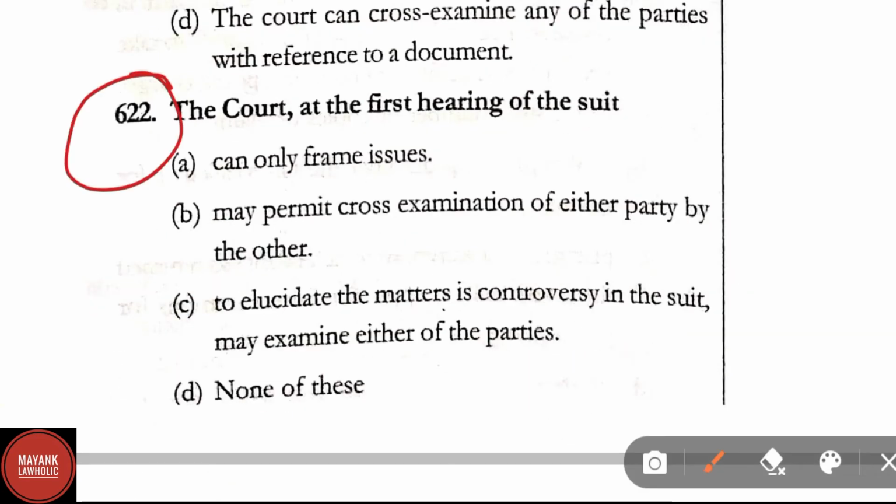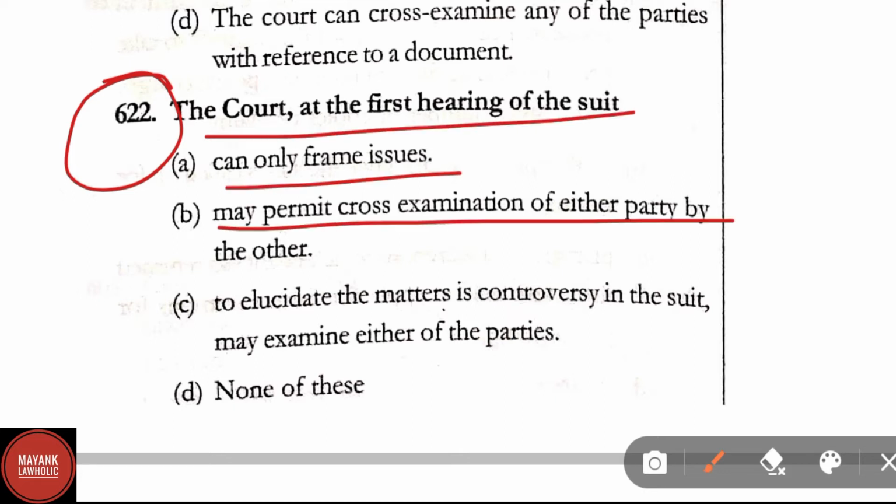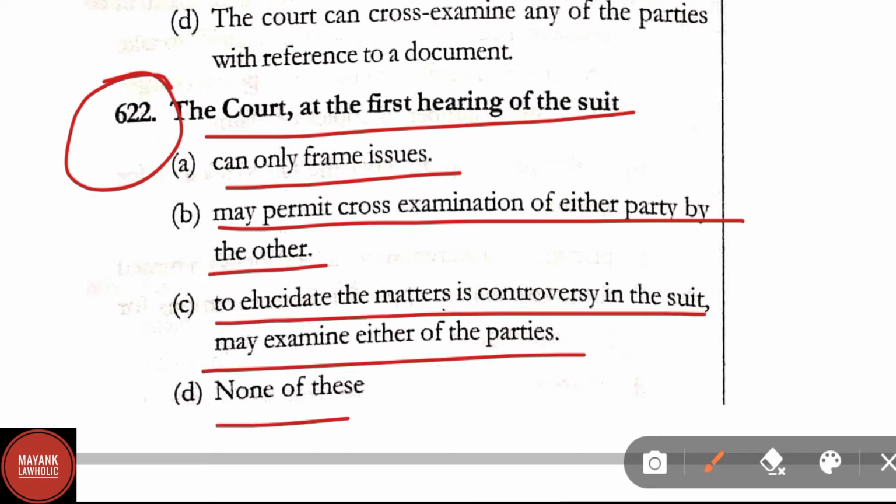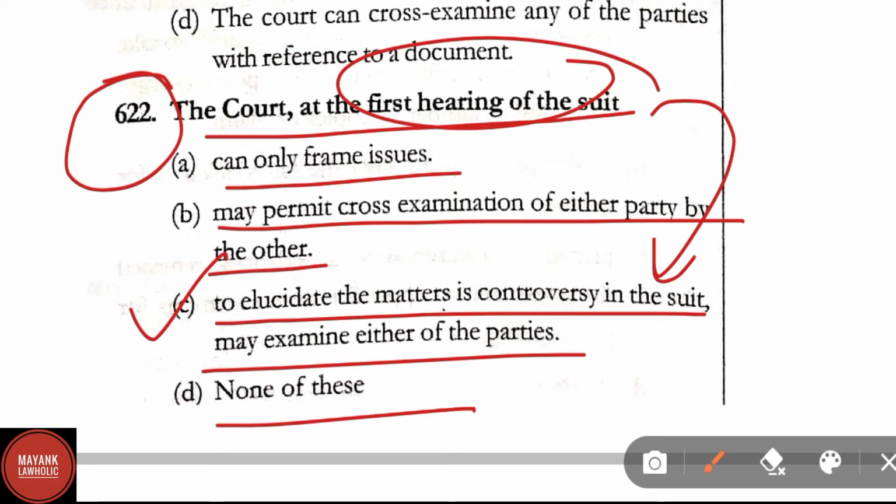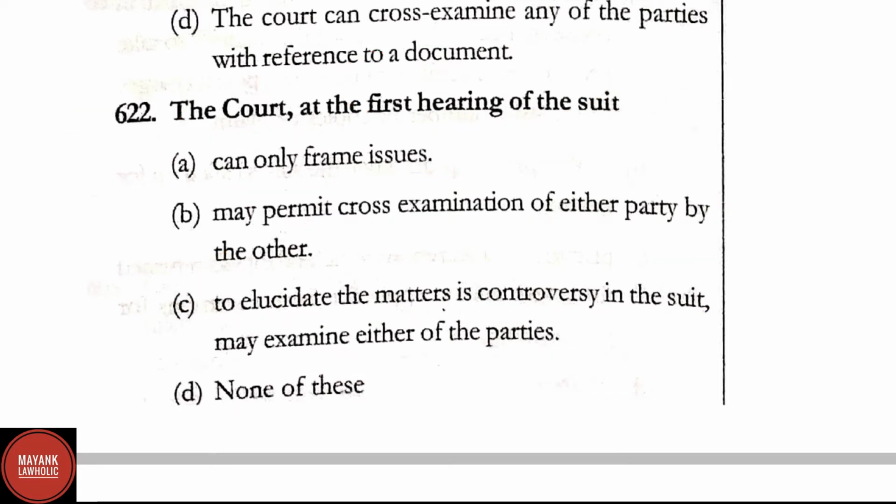Question number 622. The court at the first hearing of the suit can only frame issues, may permit cross-examination of either party by the other to elucidate the matters in controversy in the suit, may examine either of the parties, none of these. Here correct answer is option C. The court at the first hearing of the suit can elucidate the matters in controversy in the suit and may examine either of the parties.